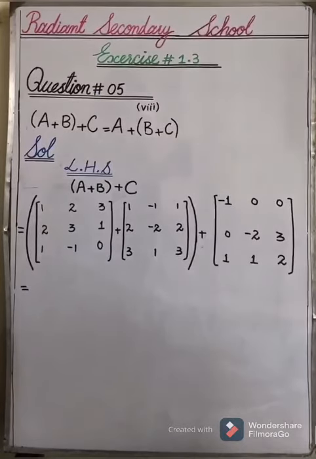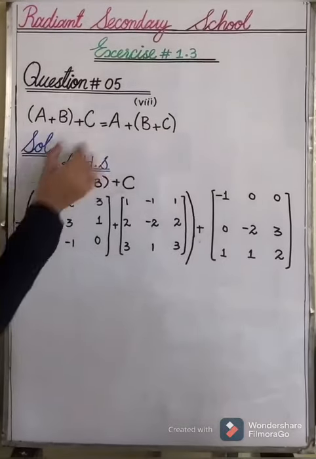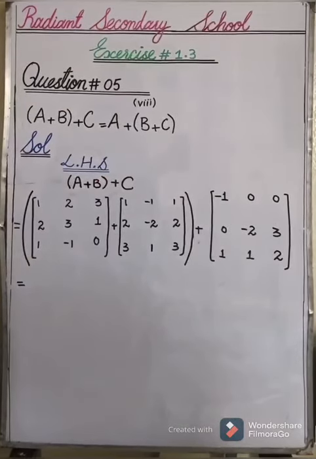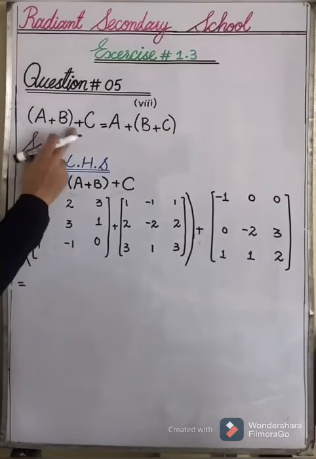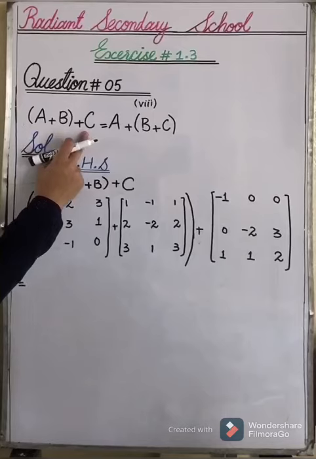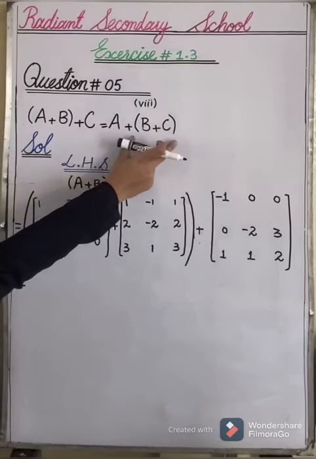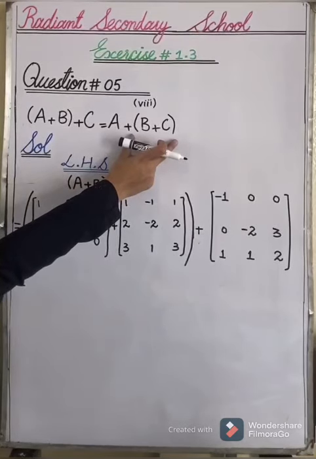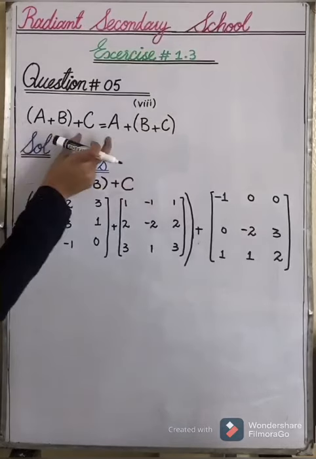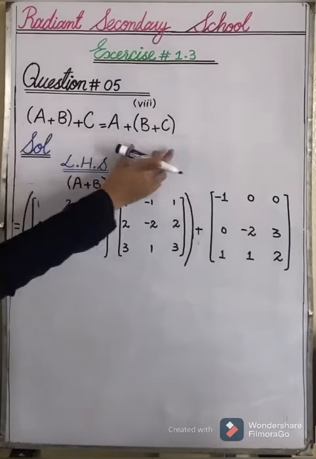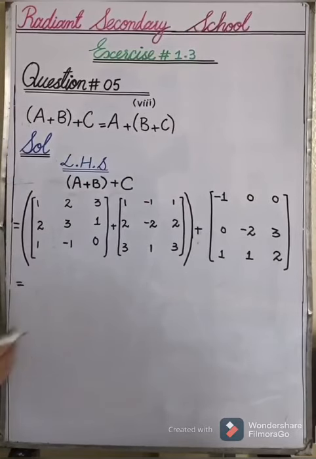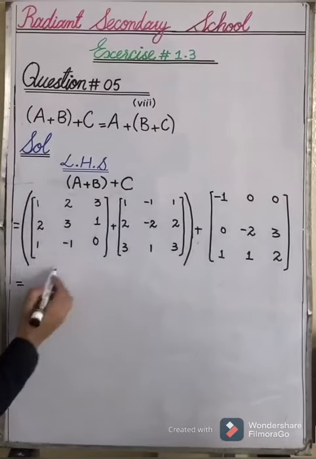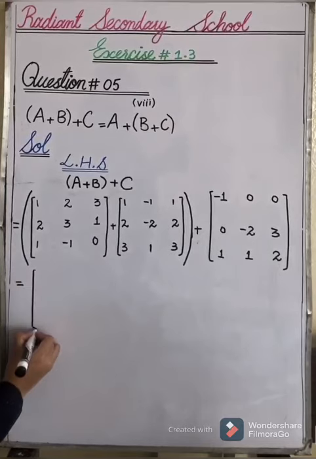So now question number 5 has part 8, which is associative law of addition in matrices. Let's do the associative law, in which we have two sides A plus B plus C. We have three matrices here, and on one side we have A plus B in brackets, and on this side we have B plus C in brackets. So first we will solve brackets. We have to add A and B.